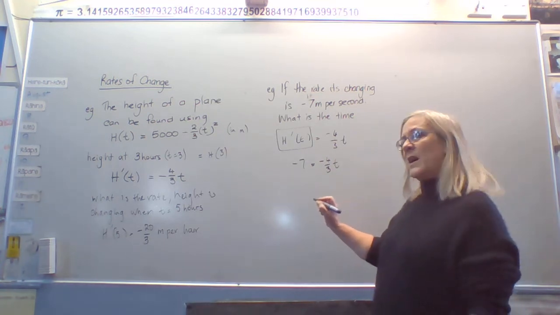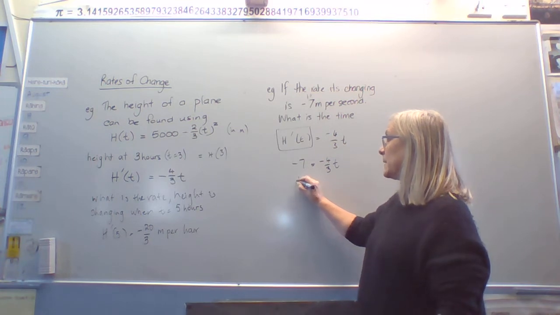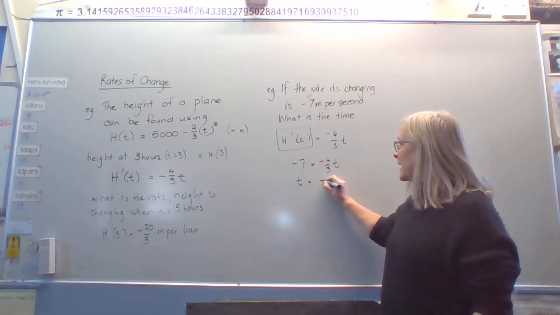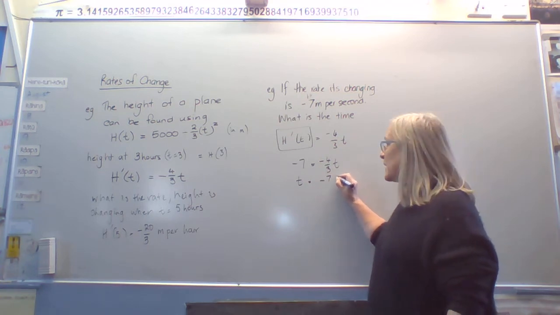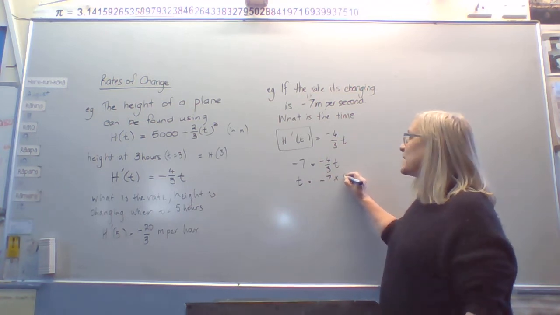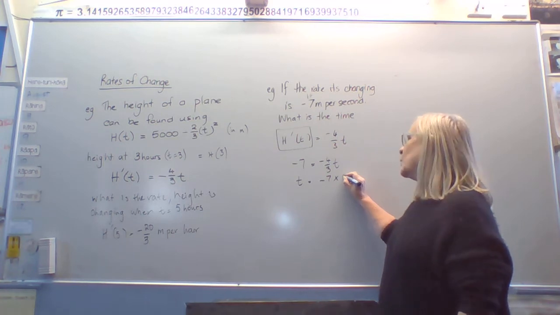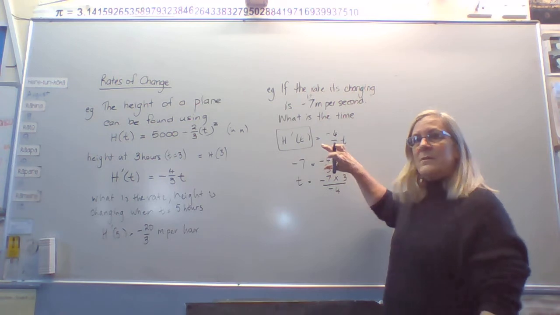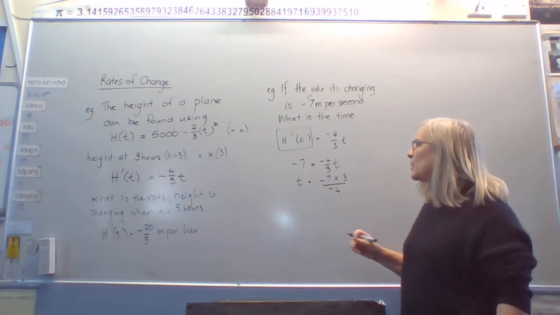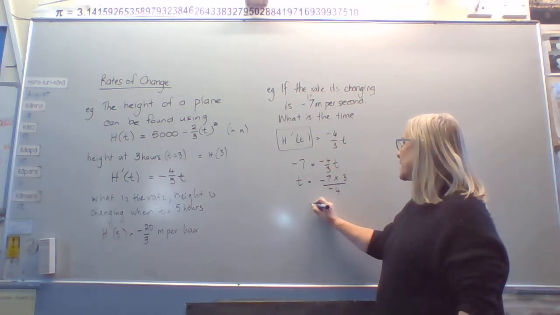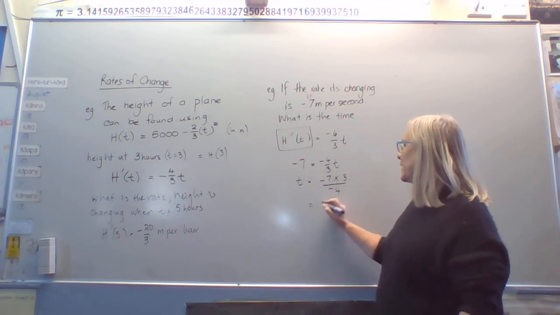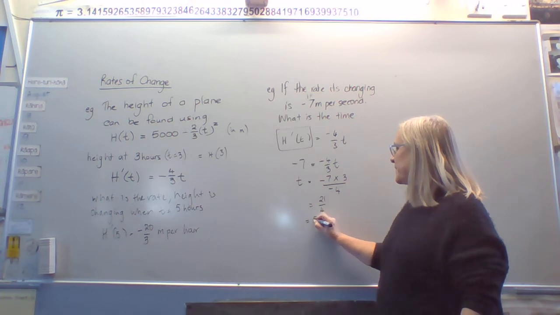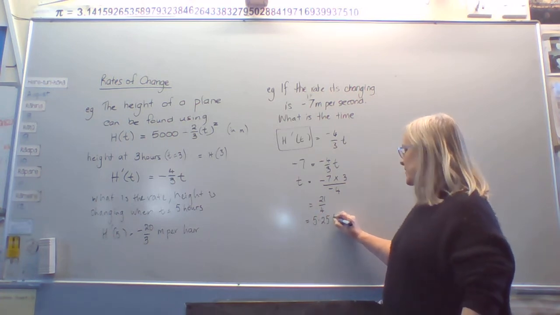How do we find t? -7 times 3 divided by -4, right? Times by the reciprocal, or divide by that. You could do that because you've all got calculators. So that's -21 over -4, which is 21/4. So that happened at 5.25 hours.